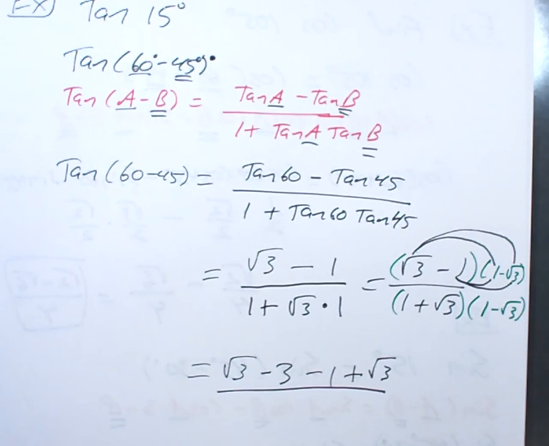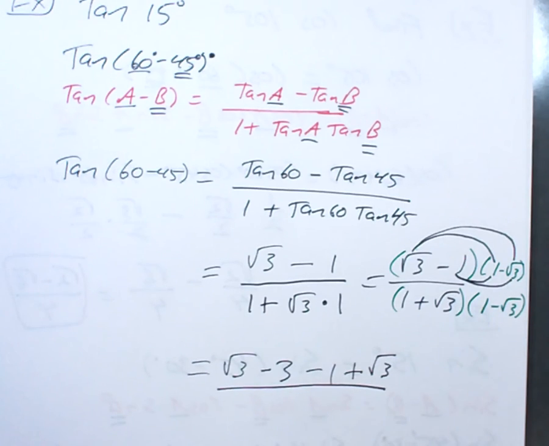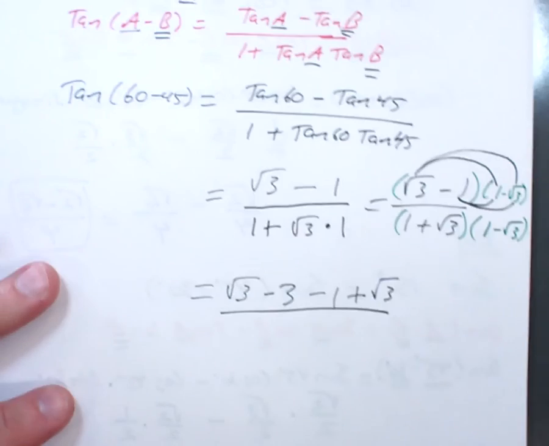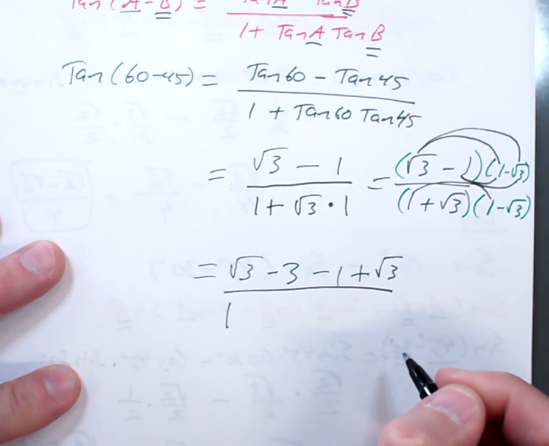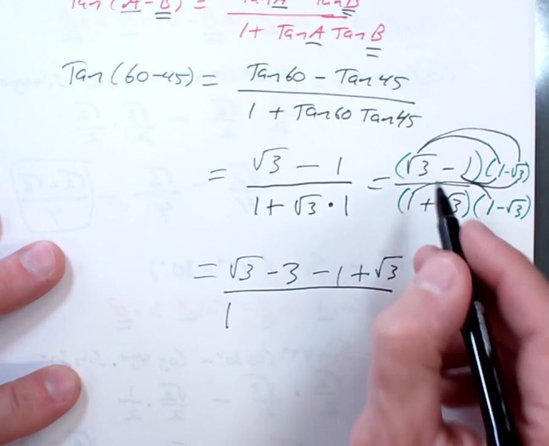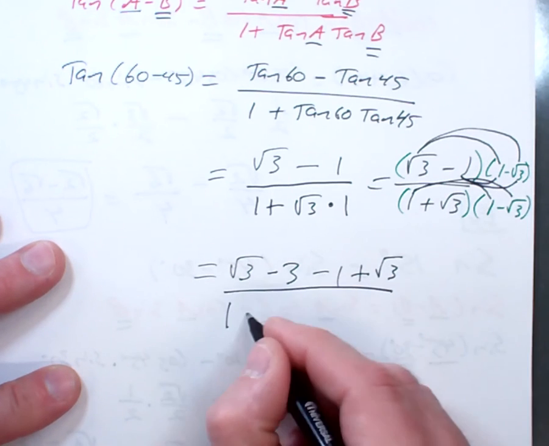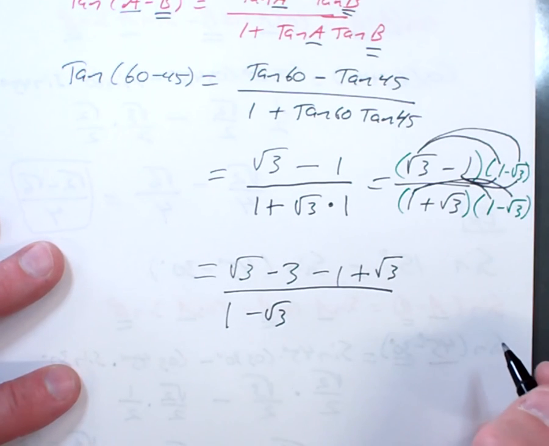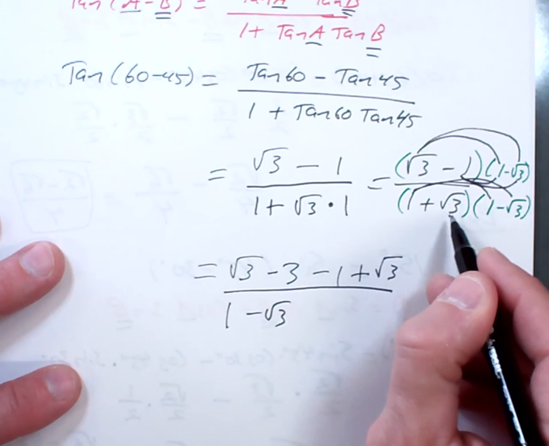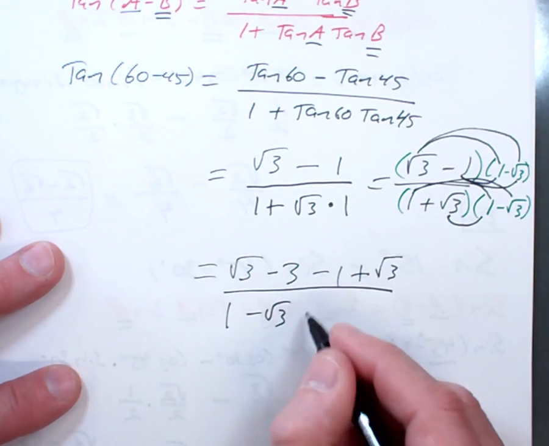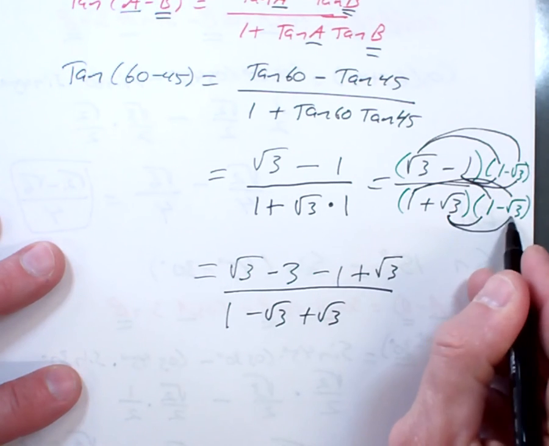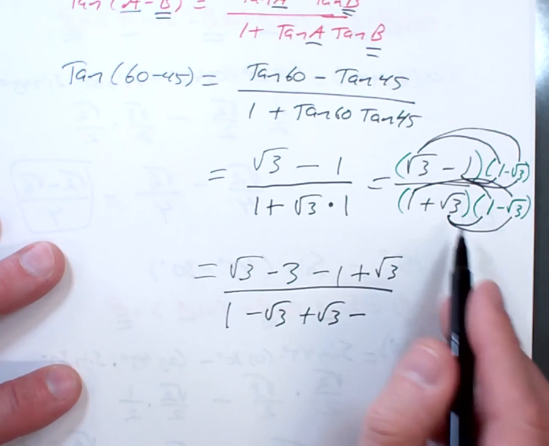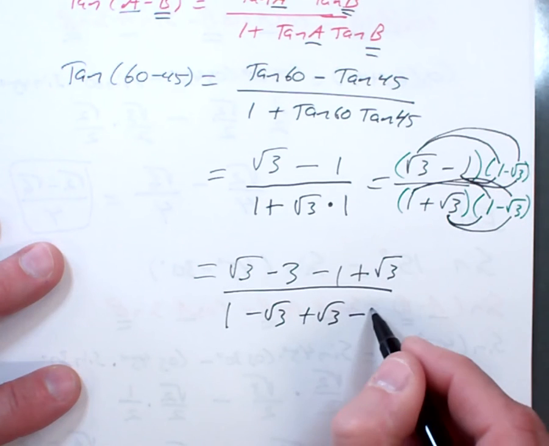Over. Do the same thing on the bottom. 1 times 1 is 1. 1 times the minus square root of 3 is minus square root of 3. And I go to this one. Positive square root of 3 times positive 1 is positive square root of 3. Positive square root of 3 times negative square root of 3. Well, positive times a negative is a negative. Square root of 3 times square root of 3 is 3.